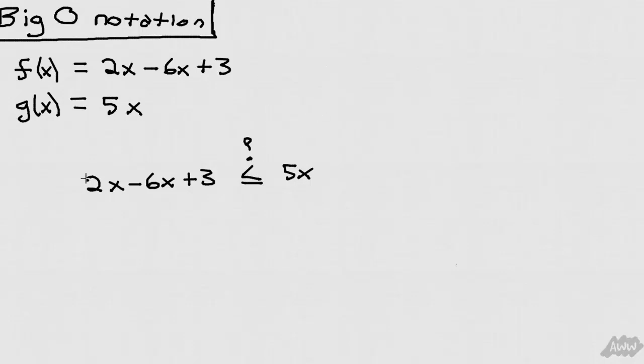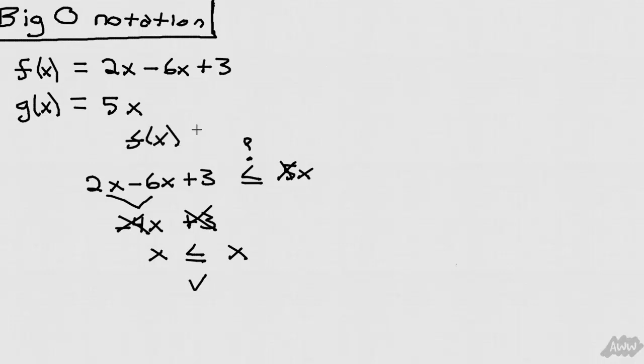So firstly, as I mentioned, we can just ignore all of the constants. So first we'll simplify. 2x minus 6x is negative 4x plus 3. We don't care about this constant, and we don't care about this constant. So this is just x. And we want to know if x is less than or equal to 5x. Once again, we ignore the constant. That's x. x is equal to x, so this is true. Therefore, f of x is Big O of g of x.